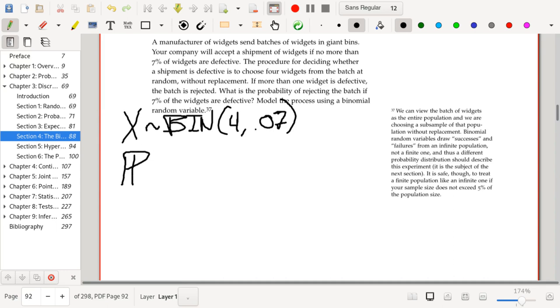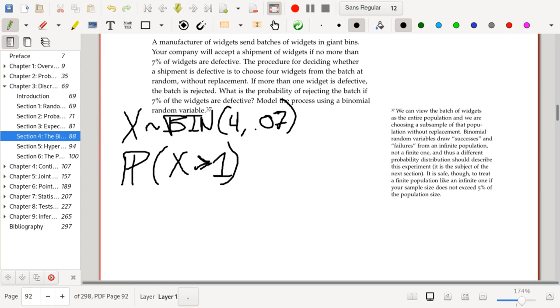Okay, so what corresponds to rejecting the batch? You reject the batch if there's more than one defective widget in your sample. So more than one, that means greater than one. And our random variable for tracking the number of defective widgets that we found is X. A student might find it odd, wait a minute, you're calling a defective widget a success? Yes, it's mostly for the language.